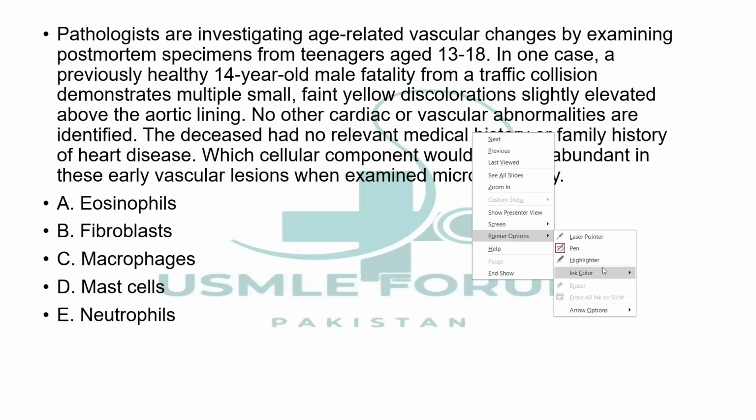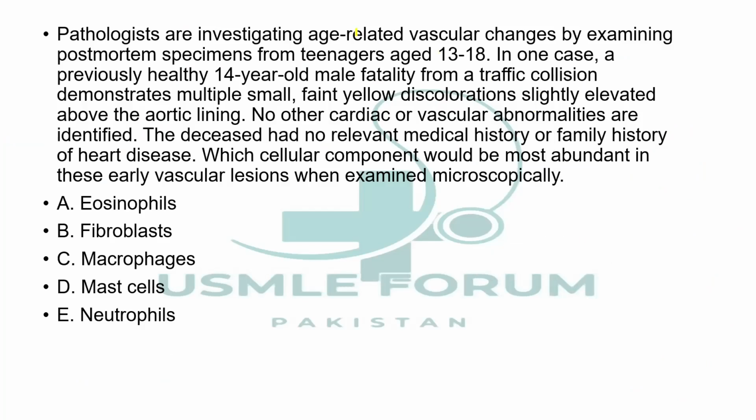So, pathologists are investigating age-related vascular changes by examining post-mortem specimens from teenagers, right? So you have to keep in mind the age. In one case, a 14-year-old male from a traffic collision demonstrates multiple small faint yellow discolorations, slightly elevated above the aortic lining. No cardiac abnormalities are identified. The deceased had no relevant medical history or family history. Which cellular component would be most abundant in these early vascular lesions when examined microscopically?